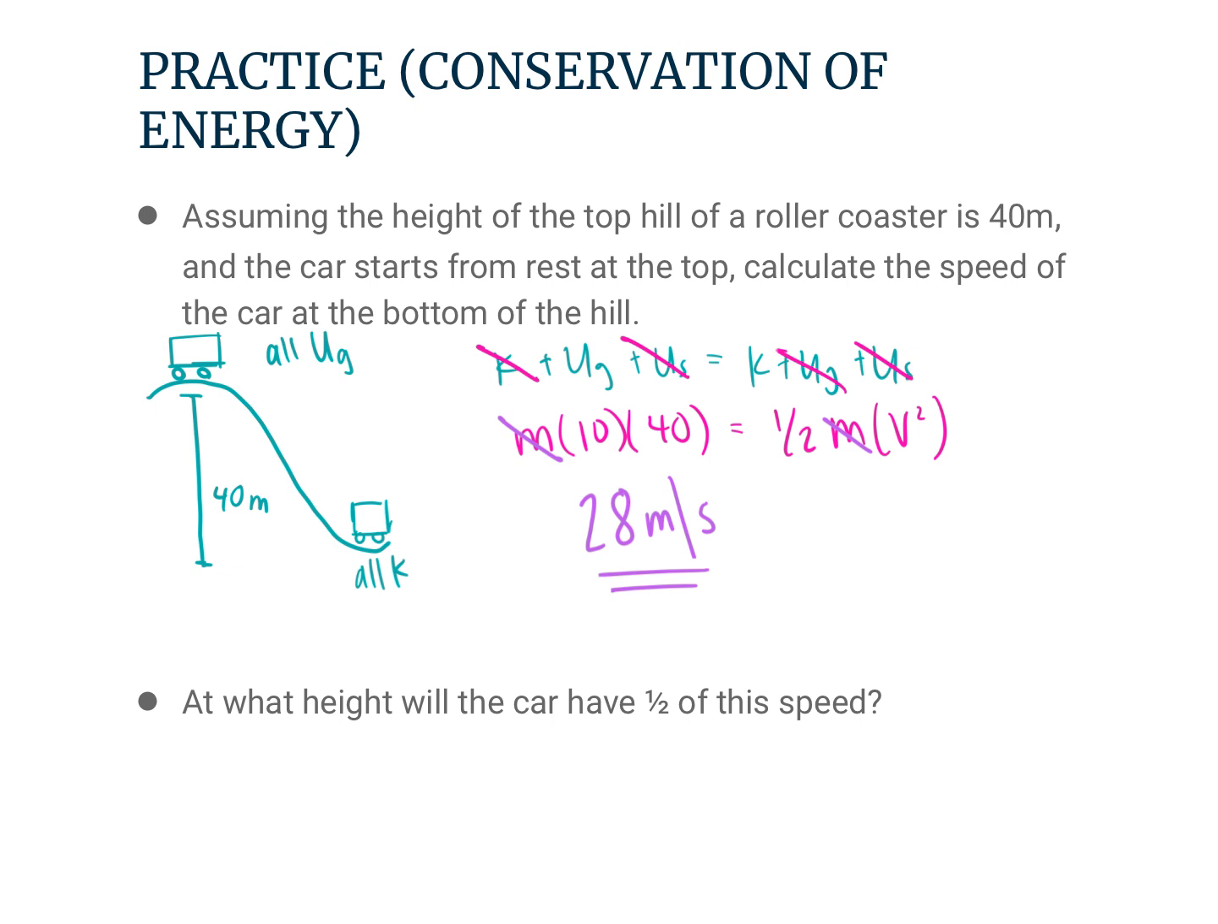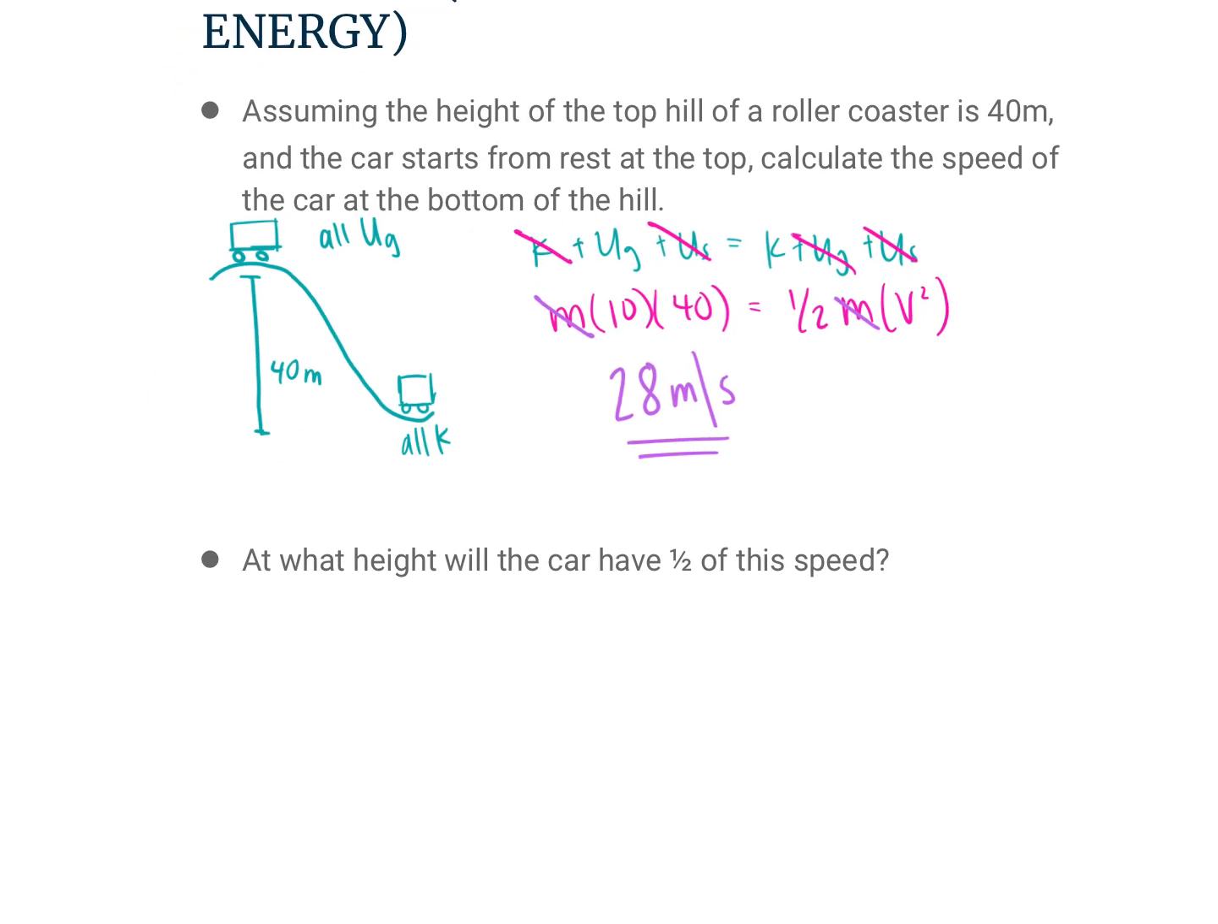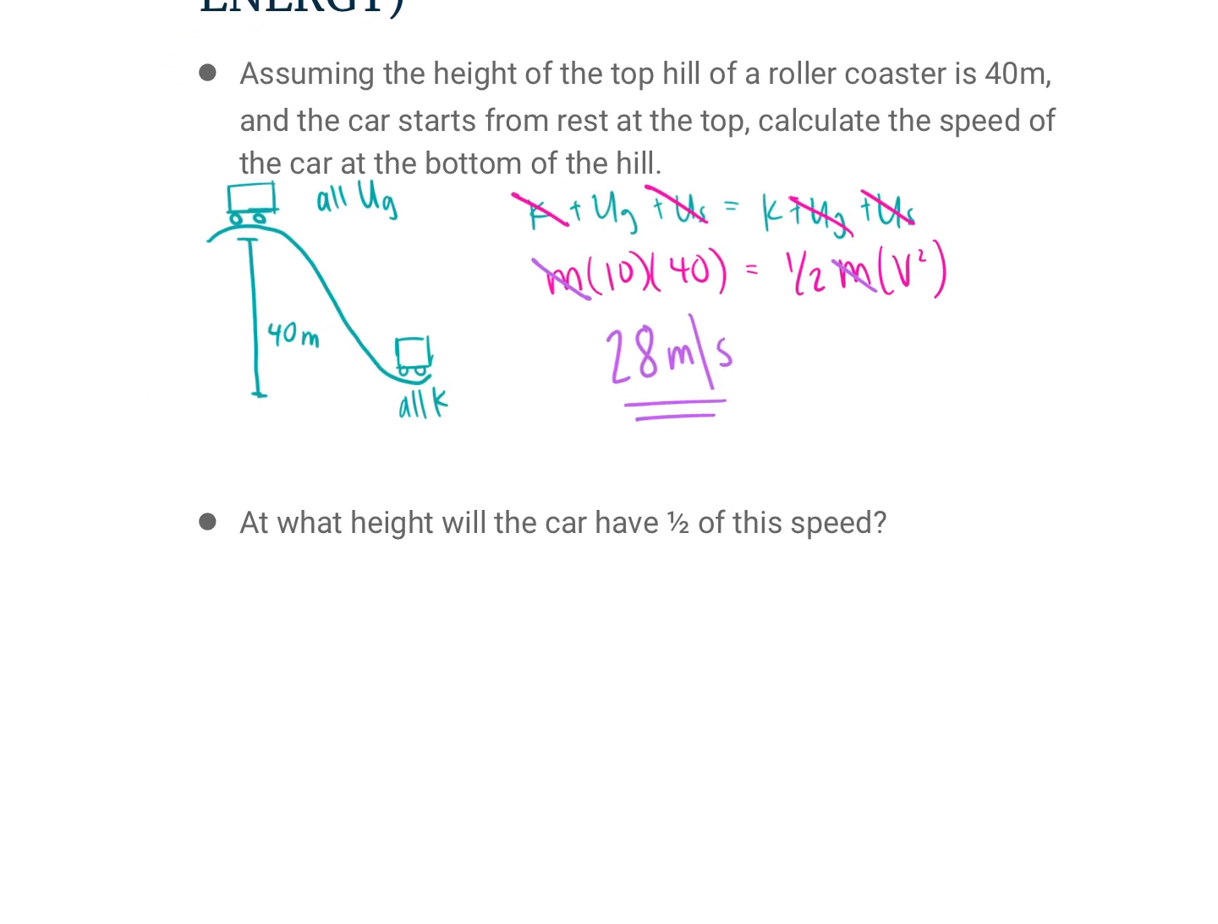Okay? Now, at what height will the car have half of the speed? Do we have an initial thought there? Is it going to be at the halfway mark? Right? That's the obvious thought, but let's solve that. Let's figure out at what height will it have half the speed. Well, what is half of our max speed there? 14. We're looking for a position in which our object has a velocity of 14 meters per second. So that means we're really going to be looking somewhere in the middle, aren't we?